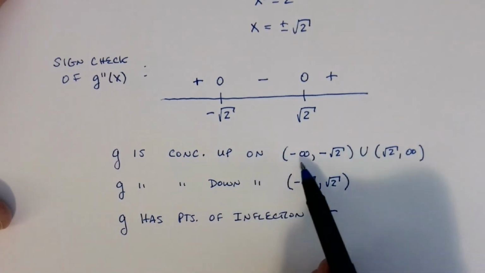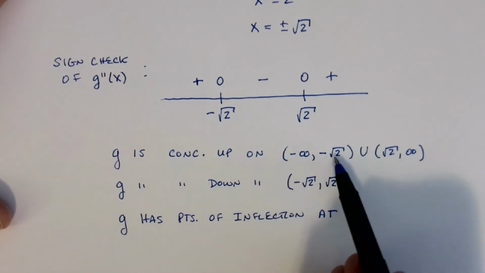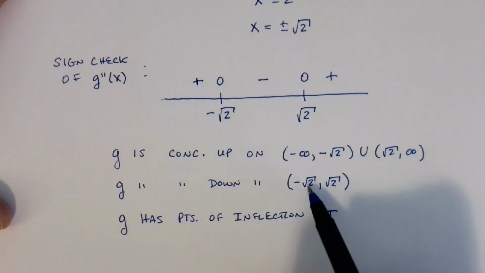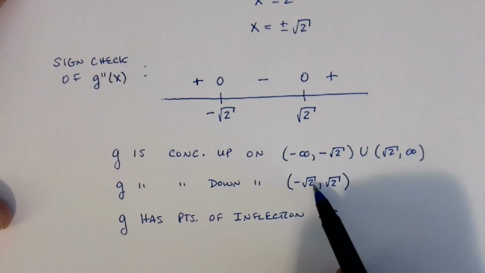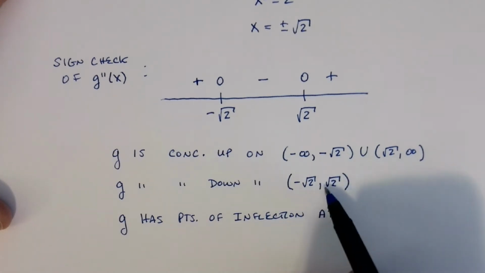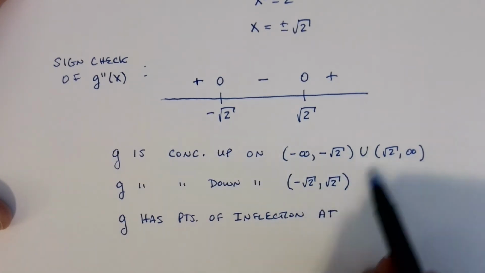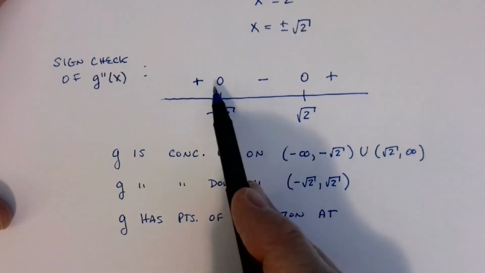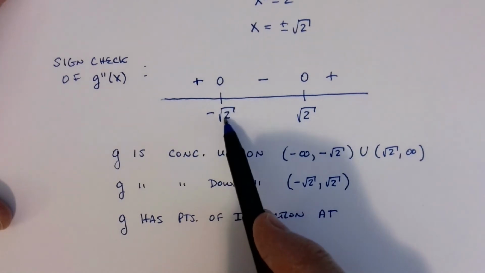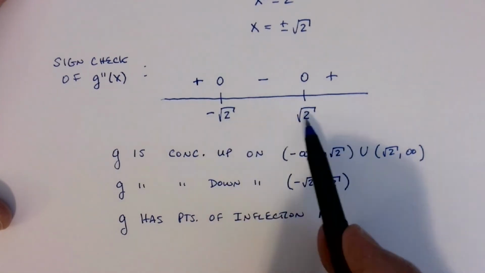What happens? Concave up for values less than negative square root of 2, and then we're concave down from negative square root of 2 to square root of 2. So there's a change at negative square root of 2 in concavity. And then we change from concave down to concave up at the square root of 2. But in terms of the test, we see a sign change in the second derivative at both negative square root of 2 and positive square root of 2.